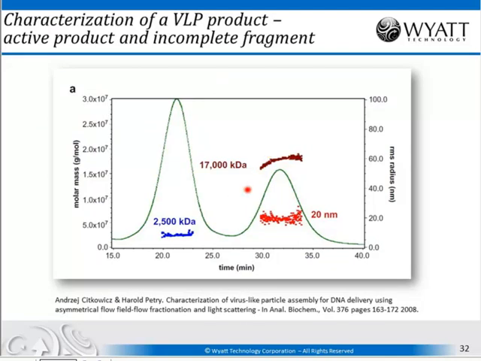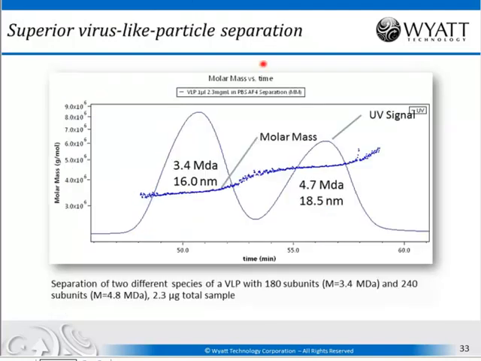Here's a separation of a VLP, which is partially formed from the capsomeres. So there are complete VLPs and some incomplete fragments. You can separate the soluble and insoluble components of your solution as well. In this example, we've zoomed in, again, to look at some VLPs and two different species, very close in molecular weight and very close in size, but very well separated by the FFF and very well characterized by the light scattering.